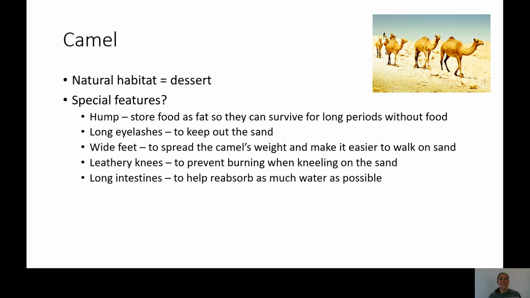So those are all things that we can see how the camel has adapted, but also, which we can't see, they've got very, very long intestines, and that's to help them absorb as much water as possible. So that's obviously an internal adaptation.